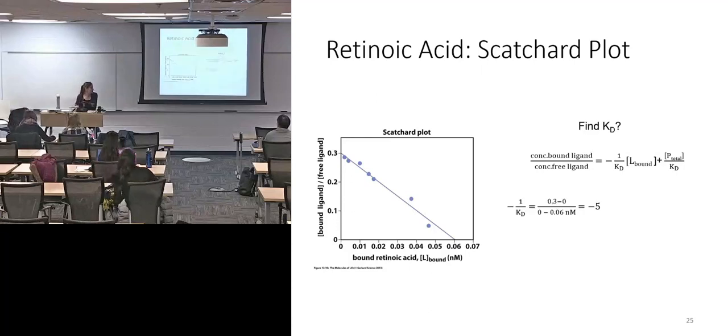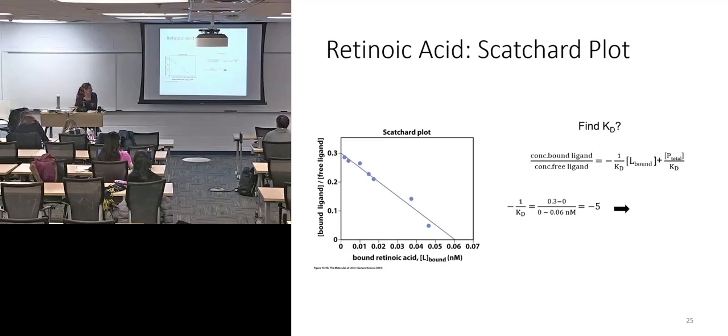Okay? So remember, to find KD, we're interested in looking at the slope, which from our Scatchard equation is given by -1 over KD. So we have our change in y. We're going from 0.3 to 0, over our change in x, where we're going from 0 to 0.06. This is unitless, okay? This is a ratio of concentrations. Our bound concentration now is in nanomolar, okay? 0 minus 0.06 nanomolar gives us a -5, but we're interested in -1 over that, so it is going to be 0.2.